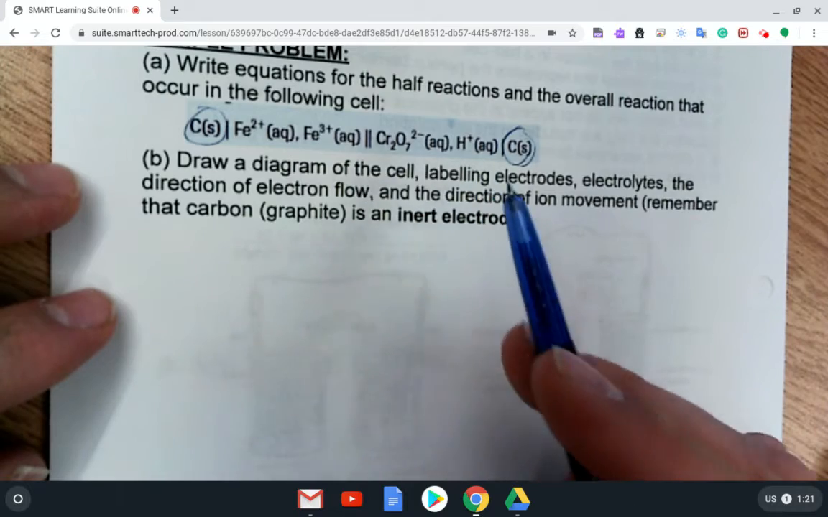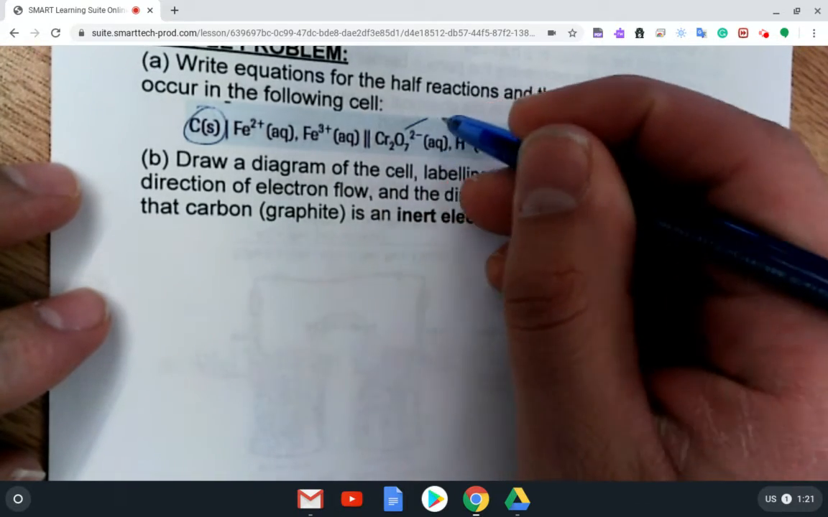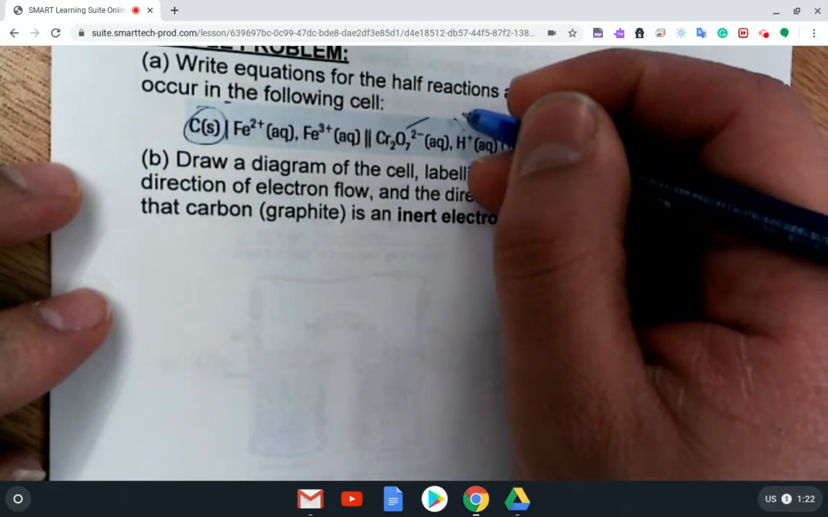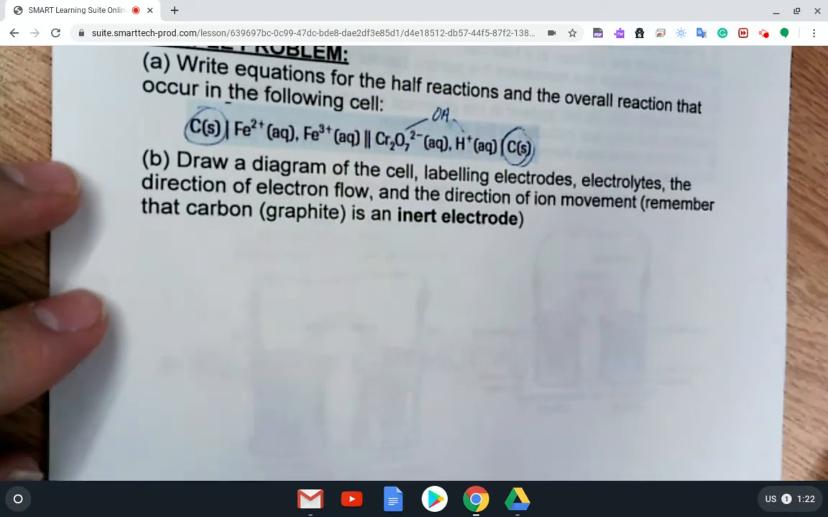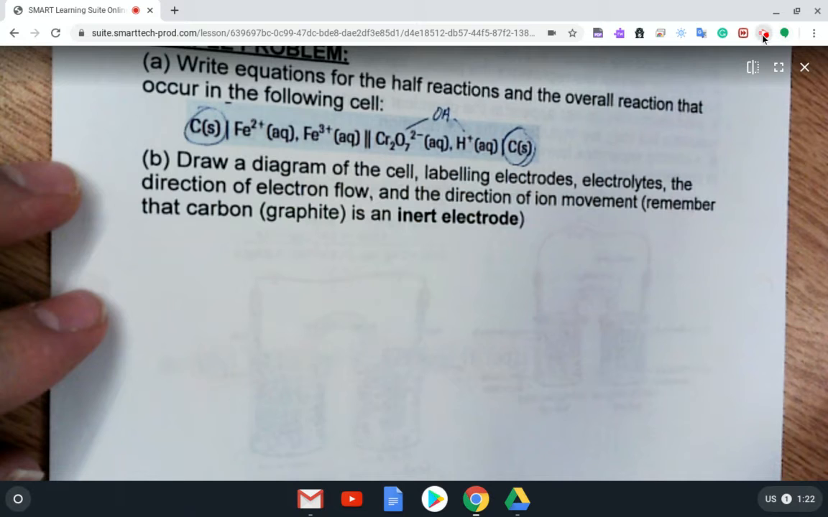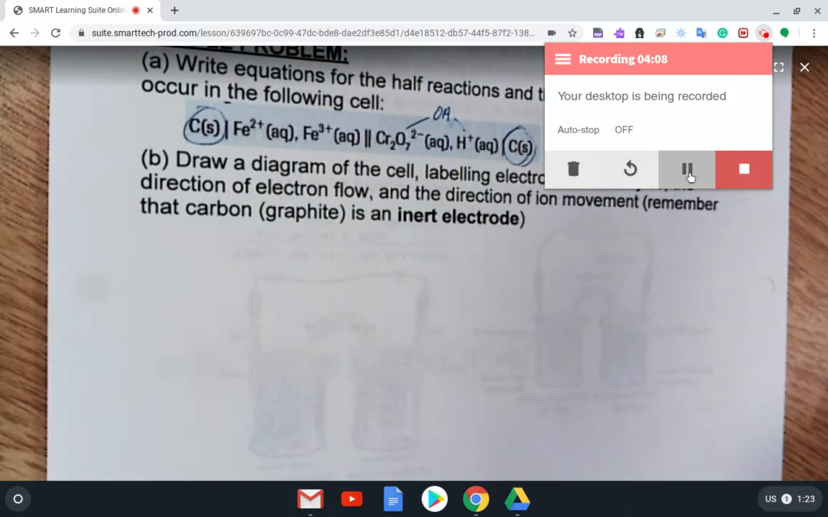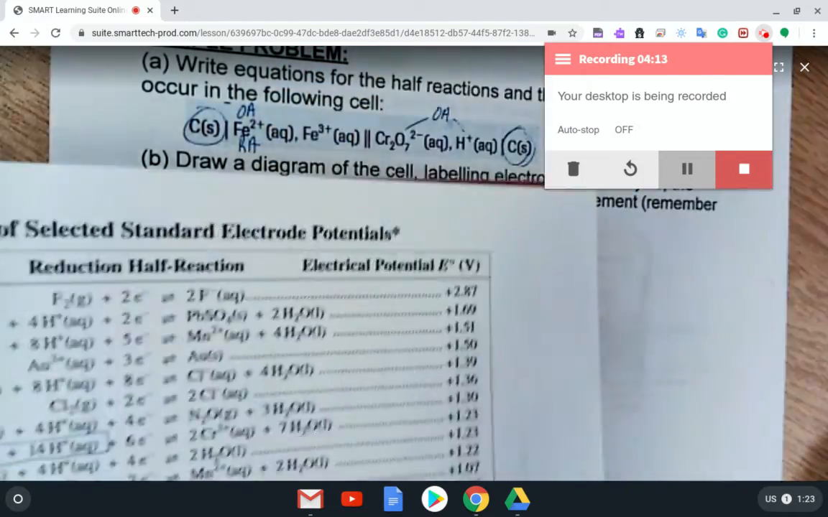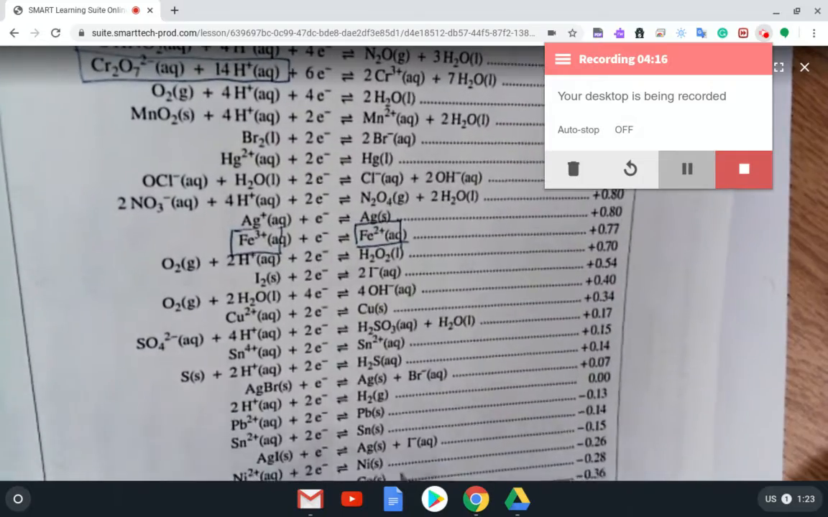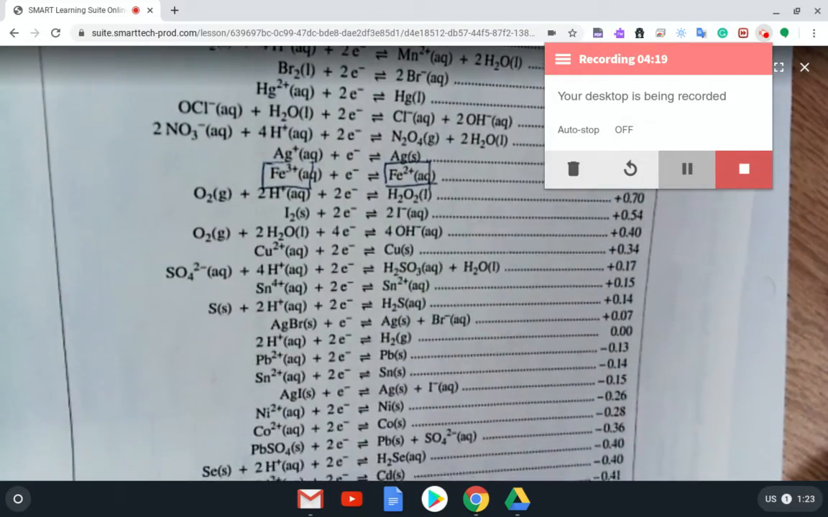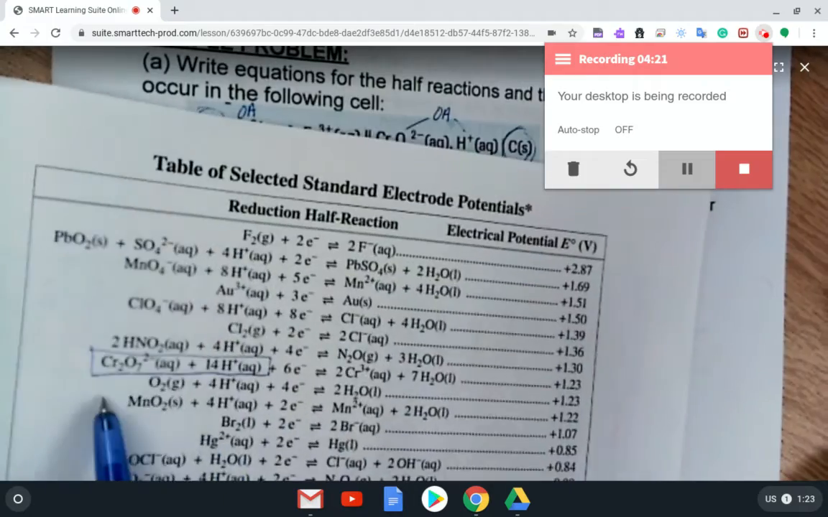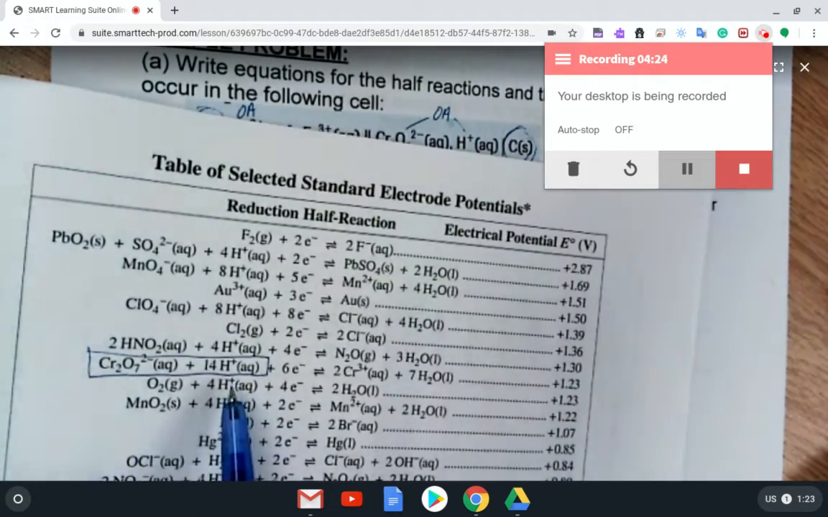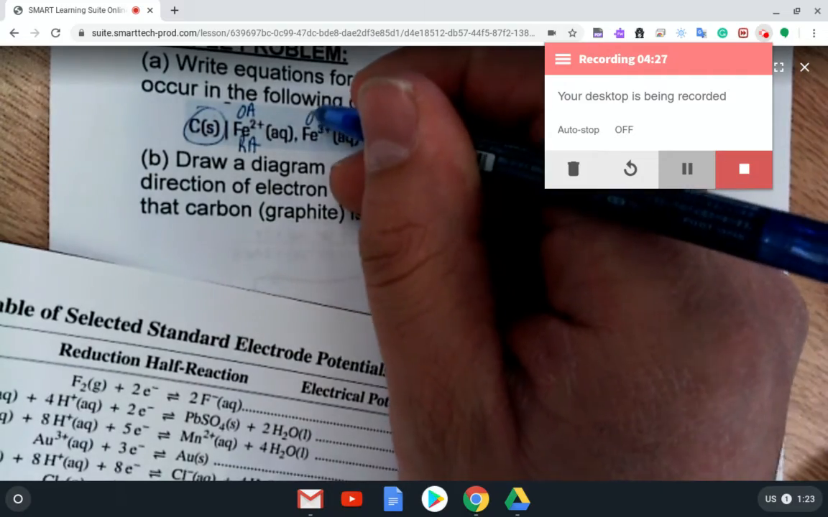They're still our electrodes. Now we have to figure out which one's the anode and which one's the cathode based on what's happening with that electrode. Looking here, dichromate and hydrogen, when mixed together, are an oxidizing agent. Fe2+ is both an oxidizing agent and a reducing agent, just using our table here. Here it could be a reducing agent, here it could be an oxidizing agent. That's how we know dichromate and hydrogen are an oxidizing agent. And Fe3+ is an oxidizing agent.